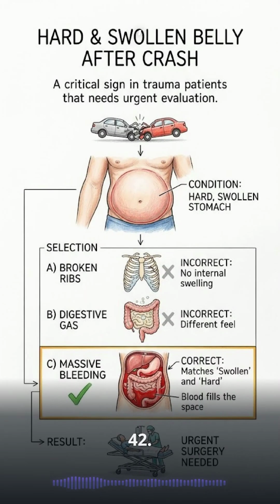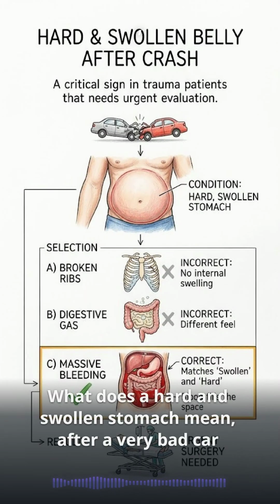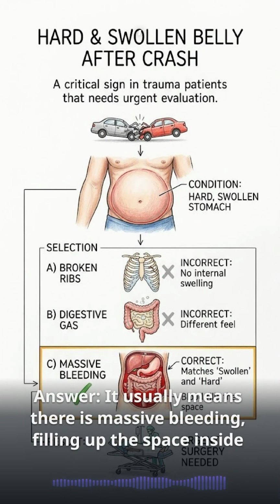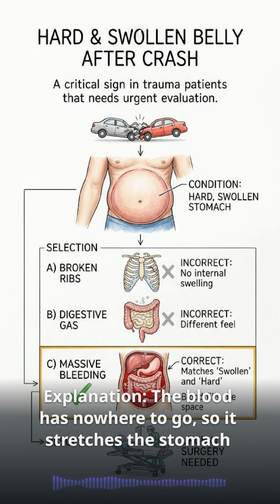42. What does a hard and swollen stomach mean after a very bad car crash? It usually means there is massive bleeding, filling up the space inside the belly. The blood has nowhere to go, so it stretches the stomach out very tight.